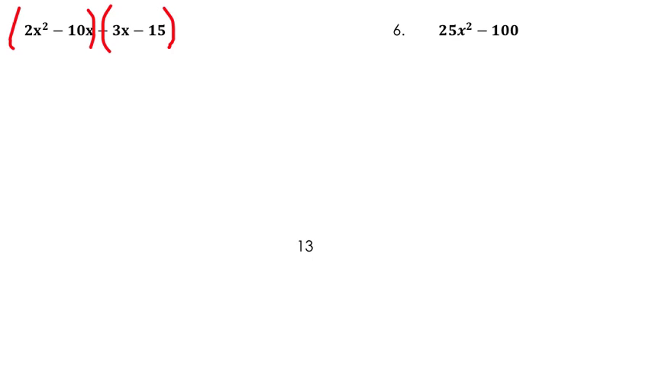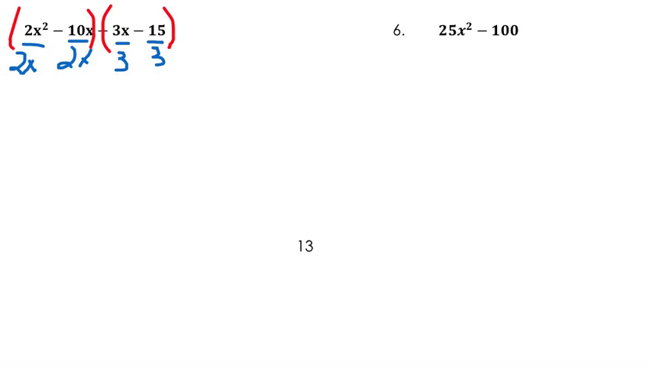For my first 2 terms, what I can pull out here, between the 2 and the 10, I can pull out a 2. And then I have an x squared and an x. I can also pull out 1x there. For my second 2 terms, I have a positive 3x and a negative 15. I can pull out that 3 from both of them, but I can't pull out an x, so I'm just going to leave it like that.